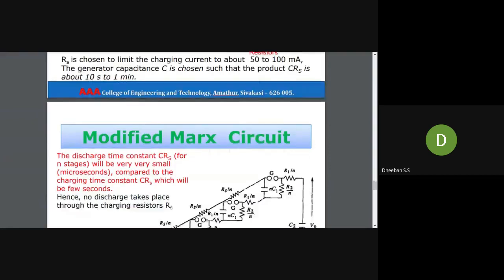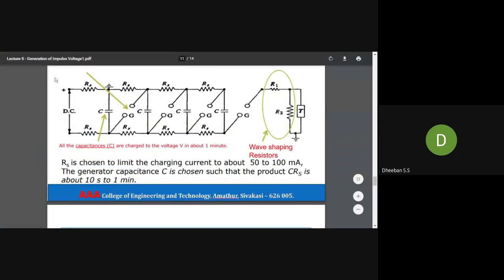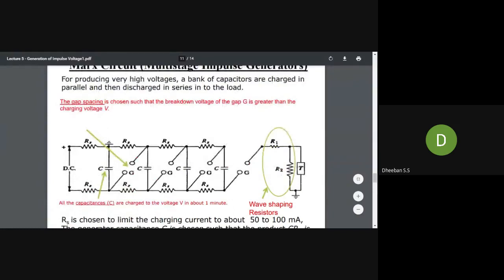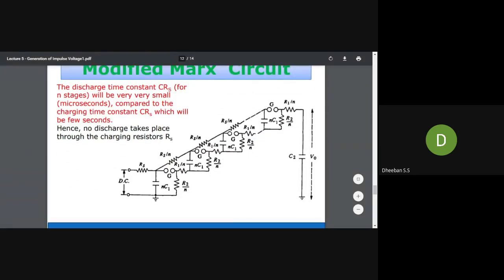This is a basic Marx circuit. Okay. What happens? The input supply will be given. It will be charged and discharged at each step to generate a very high voltage. This is the basic principle. So here it is a modified Marx circuit.